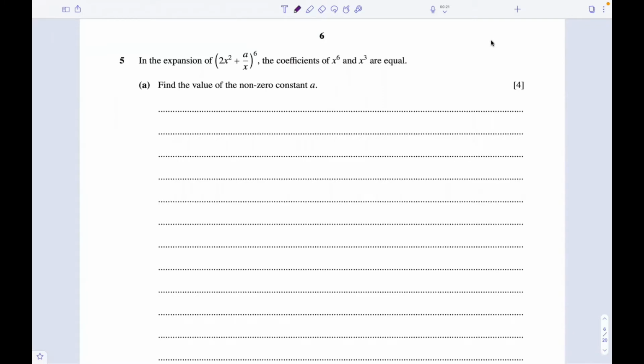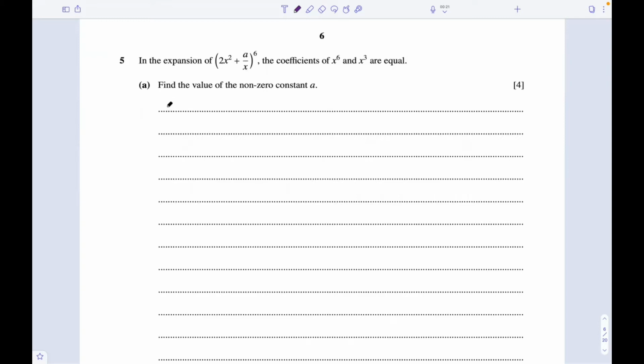The question is about binomial expansion, and it says that the coefficients of x^6 and x^3 are equal, and we have to find the value of the non-zero constant a. Now, the first step is to understand how to find the coefficients of x^6 and x^3 in terms of a.